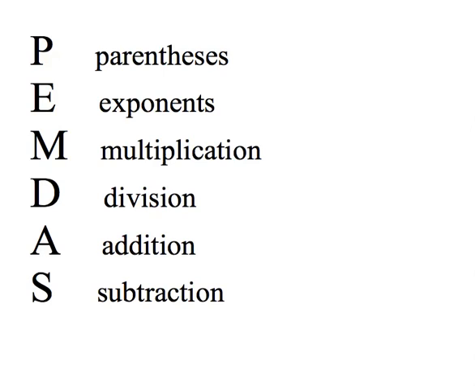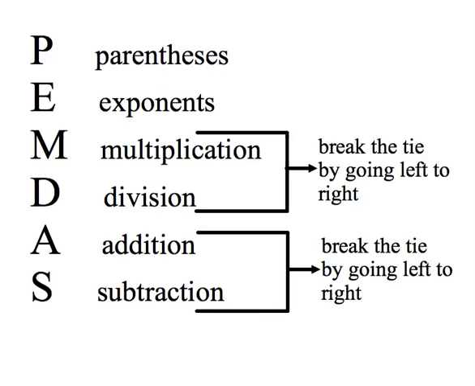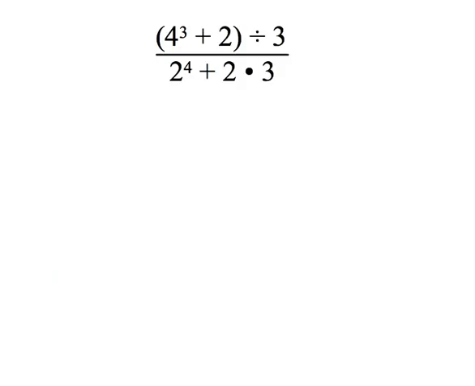But like many mnemonic devices, there are exceptions. And so it's important to remember that multiplication and division are tied, and you break the tie by going from left to right. The same with addition and subtraction. Break the tie by going from left to right. And also remember that you'll eventually work with other operations besides just exponents. But let's look at another example.